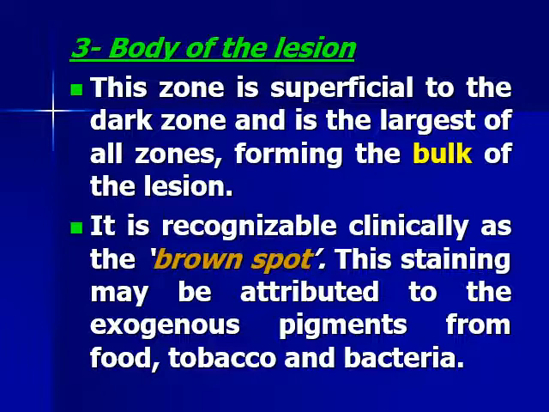Body of the lesion, again, it is the largest area, it is the bulk of the lesion, and it is full of debris. It still has loss of minerals. In the center, the minerals are lost even more than the outer sides of this lesion, and it attracts a lot of pigments and debris from the oral cavity, and that's why it gives the brown spot of the lesion. It gives the color of this caries lesion. So this zone is more superficial to the dark zone, or to the translucent zone as well, it is seen clinically as a brown spot. And as we said, the staining may be attributed to the exogenous pigments from food, tobacco, and bacteria.